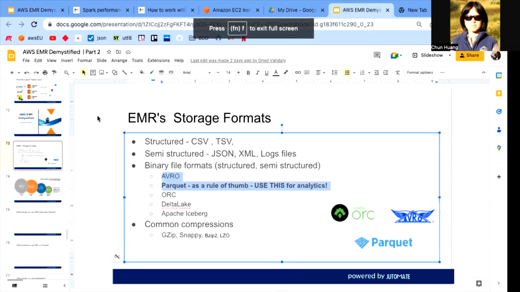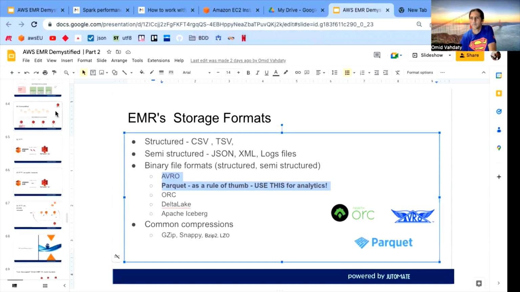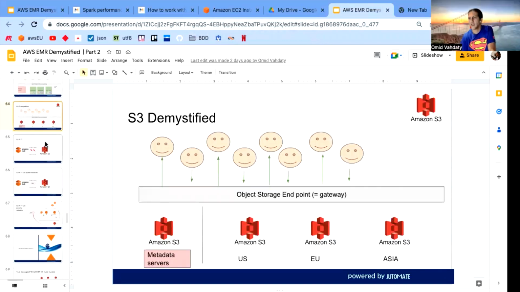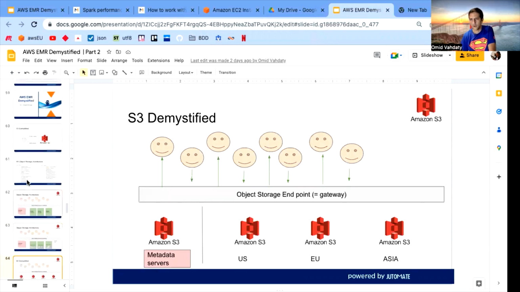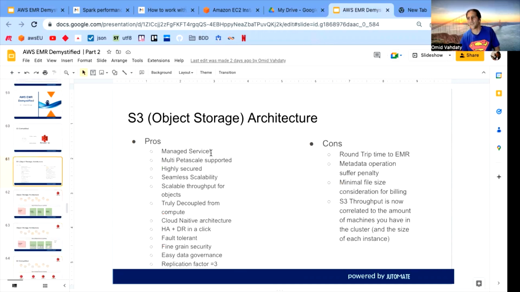We discussed replication factors, right? We discussed the fact that S3 is scalable. The advantages are that it's a managed service, that it's multi-petabyte supported, that it's highly secure, has a scalable throughput, that it's truly decoupled, that it's cloud native architecture, and you have high availability and disaster recovery in a click. It's fault tolerant, with fine grained security, and it's easy data governance. So it's really making everything very, very simple when you want to go big and go secure. Yes, okay, this is what I meant.